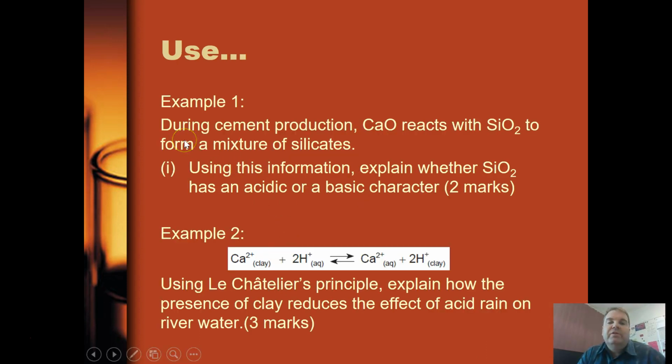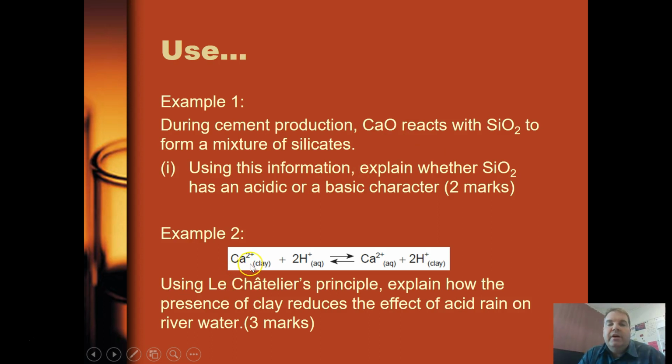Use. So when they're asking about using, they're talking about getting information out of the question. So during cement production, calcium oxide reacts with silicon dioxide to form a mixture of silicates. Using this information, explain whether silicon dioxide has an acidic or a basic character. Well, you've got calcium oxide, which is a metal oxide. Metal oxides are basic, so silicon dioxide is reacting with a base. So that means that it has an acidic character. So you're using the information up here. The fact that this is reacting with a basic oxide shows that it has an acidic character. So you need to use what's in the question.